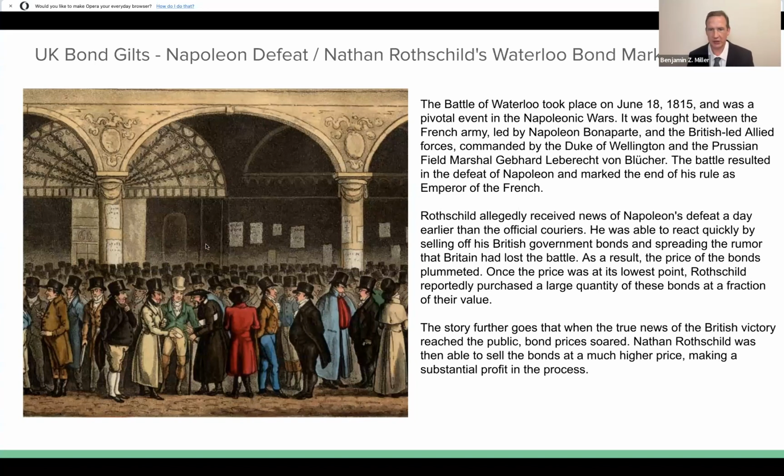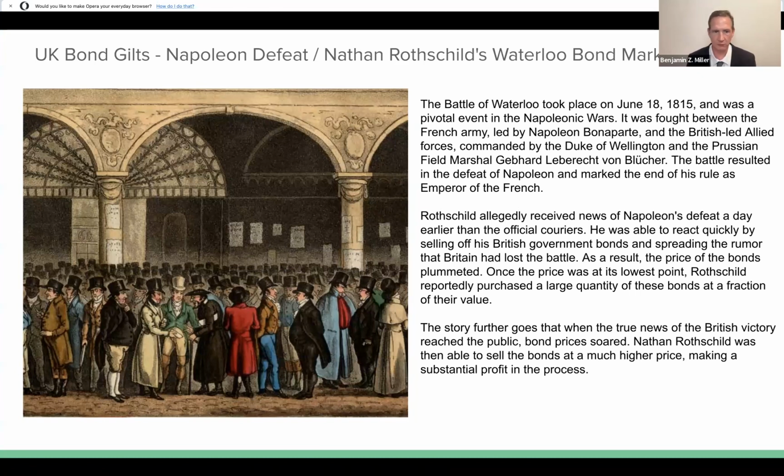So Rothschild, however, he got the news earlier, and there's a lot of stories about how he got the news earlier. There's rumors that they used a carrier pigeon that flew and gave the news early. It may have just been a rider that rode faster, left earlier, but he supposedly got the news a day earlier. And that allowed him to know that because the loss had occurred, that made the British bonds valuable, because they were valuable now that this war had ended in Napoleon's defeat.